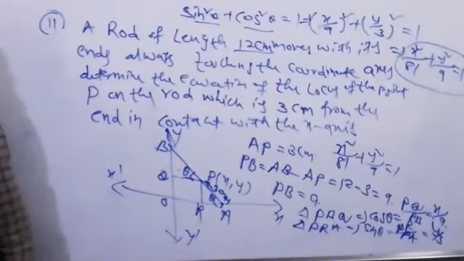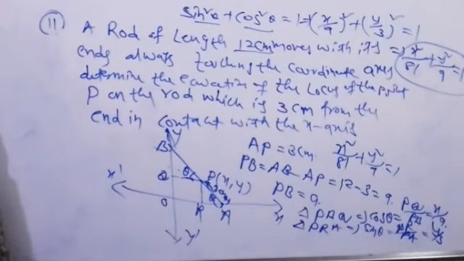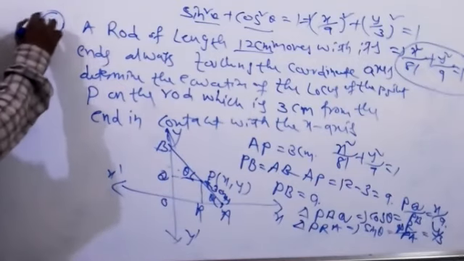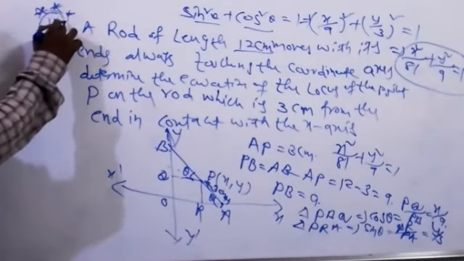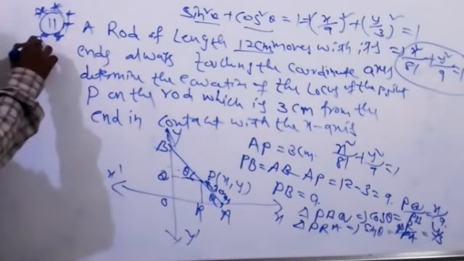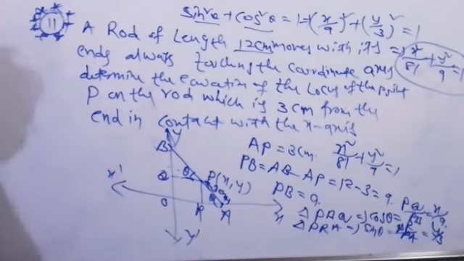Understood, Nagabhushan? Yes, sir. Himanshu? Yes, sir. Ananya? Yes, sir. Very, very important problem. Sir, so the coordinates will be 3 sin theta comma 9.